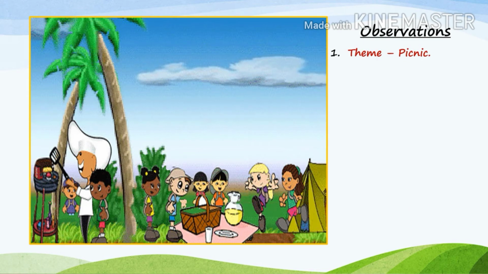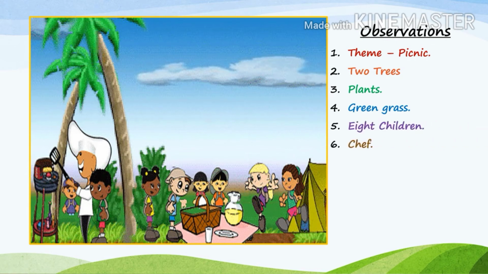And what are the things you see here? I can see 2 trees here. There are plants also, and there is lush green grass here. Alright? Oh, there are many children here. Let us count them. 1, 2, 3, 4. Oh, how many are there? Yes, I can see 8 children are there.